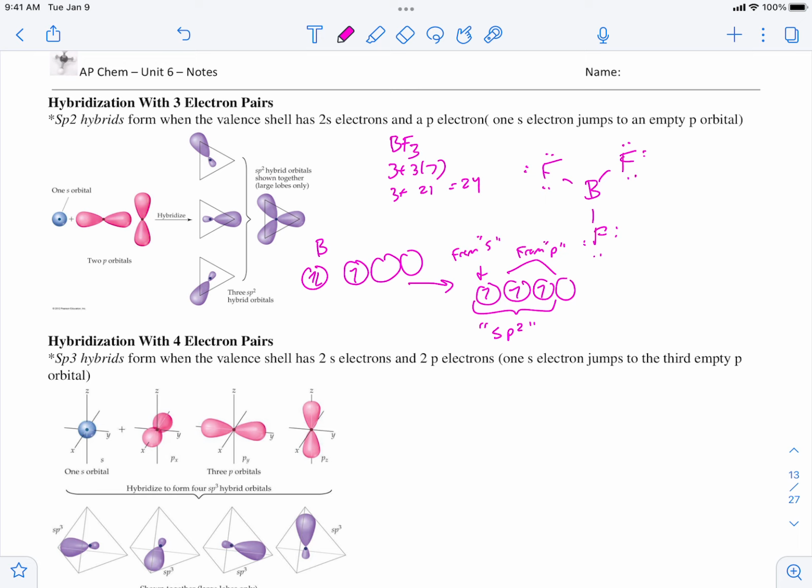And the fact that boron now has 3 half-filled orbitals means boron can form 3 bonds, which is what we see here when our molecule forms.